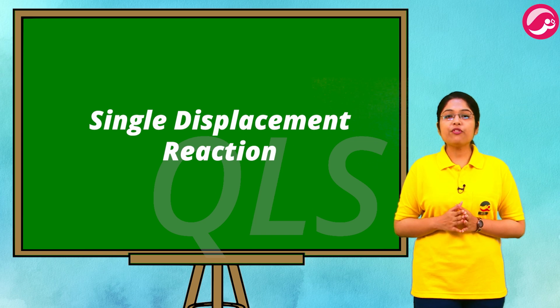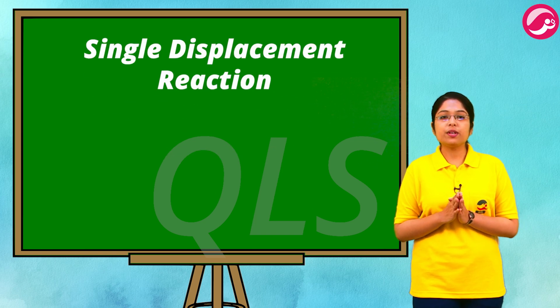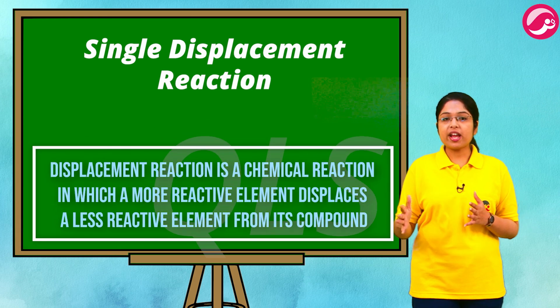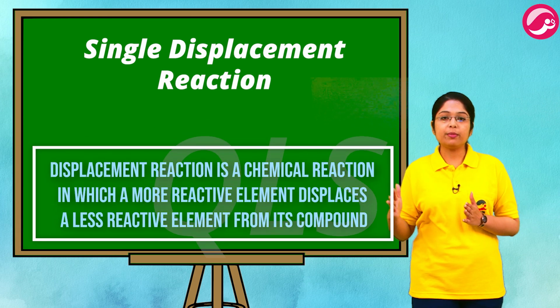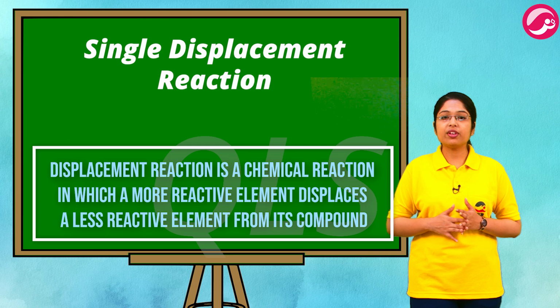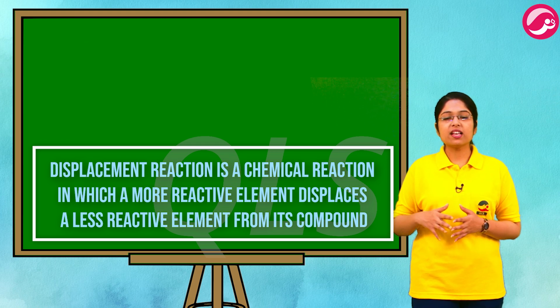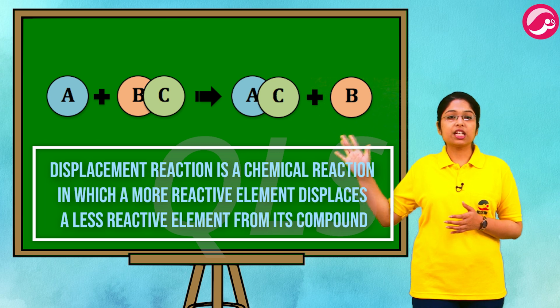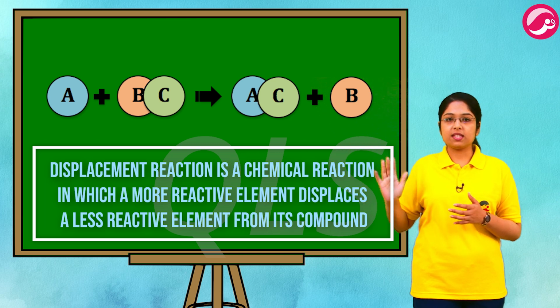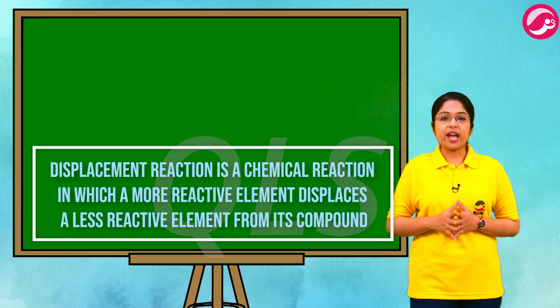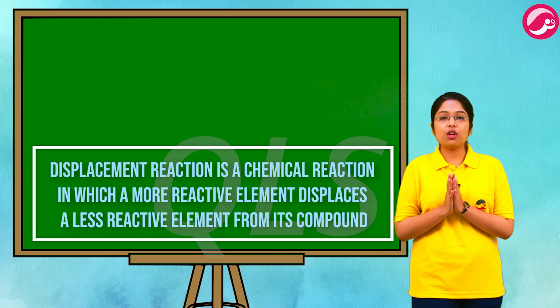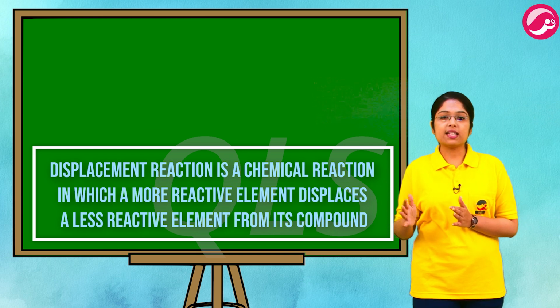The next type of reaction is single displacement reaction. Displacement reaction is a chemical reaction in which a more reactive element displaces a less reactive element from its compound. We can generalize it as A plus BC gives rise to AC plus B. In a single displacement reaction, one of the reactants is always an element while the other is a compound.